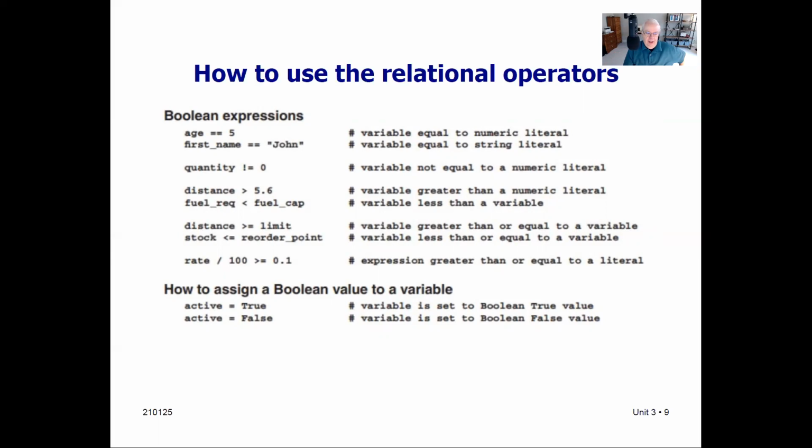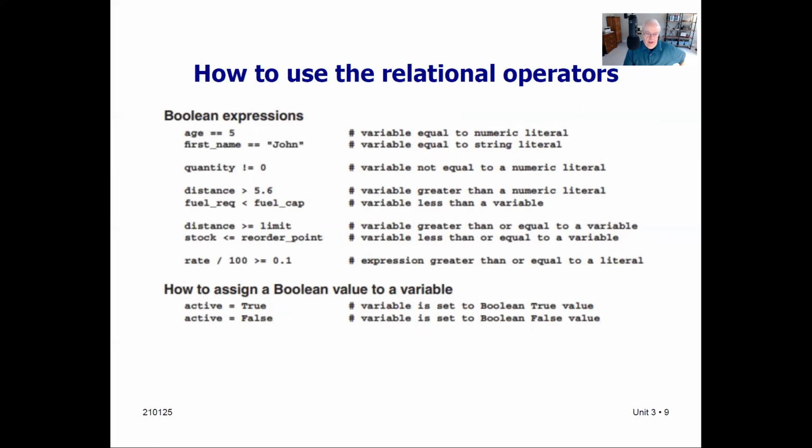So greater than or equal to or less than or equal to, we have examples of that. And then the last Boolean expression there, the rate divided by 100, that is mathematical. Because we are dividing, the chances are there's going to be a remainder, a decimal point there. So we go ahead and put that into a relational operator, which is greater than or equal to 0.1. So that is a numeric comparison there.